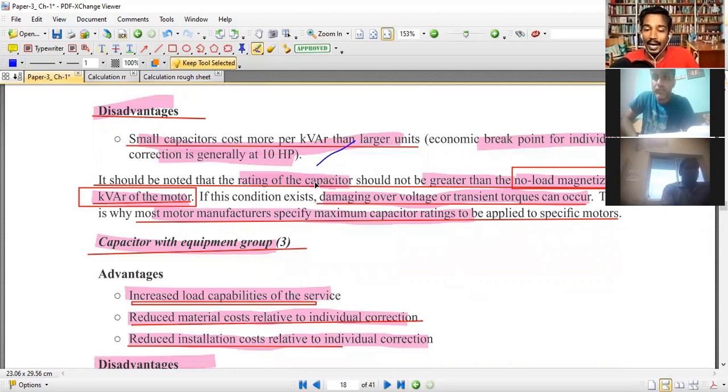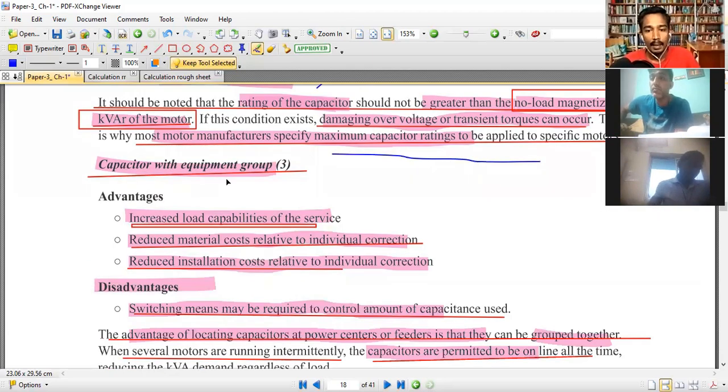Capacitor selection is very, very important, one mark. The capacitor rating should always be not greater than the no-load magnetizing kVAr of the motor. If you select a motor and then a capacitor bank, it should not be greater than the no-load magnetizing kVAr of the motor. Very, very important. If it exceeds, it can damage the motor also. The manufacturer also specifies the maximum capacity rating for a particular motor. Next is capacitor with equipment group 3.